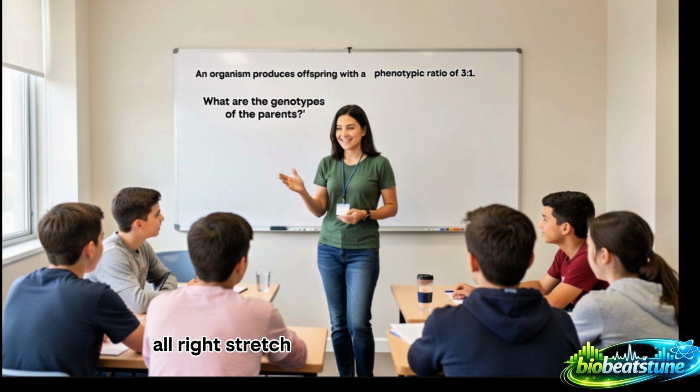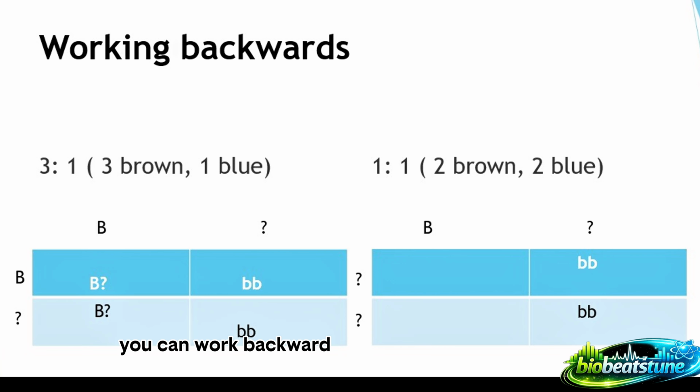All right, stretch your brain cells for a minute, because next, we are doing some real genetic detective work. Imagine you are sitting in an exam, and the question doesn't tell you anything about the parents. Instead, it gives you the traits of the kids and says, an organism produces offspring with a phenotypic ratio of 3-1. What are the genotypes of the parents? Don't panic. You can work backward like a real forensic scientist.